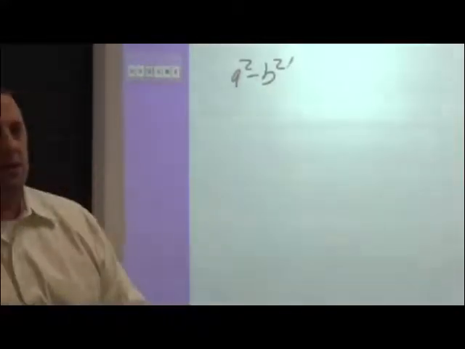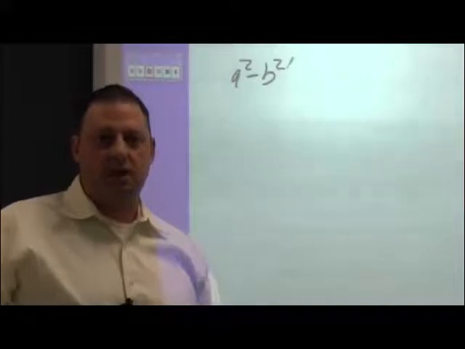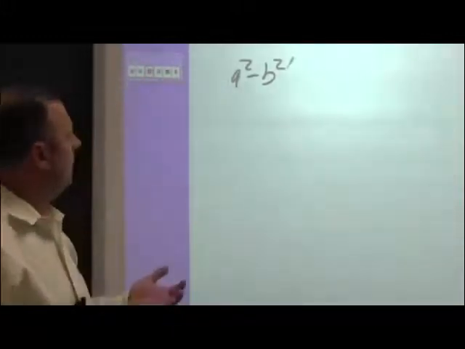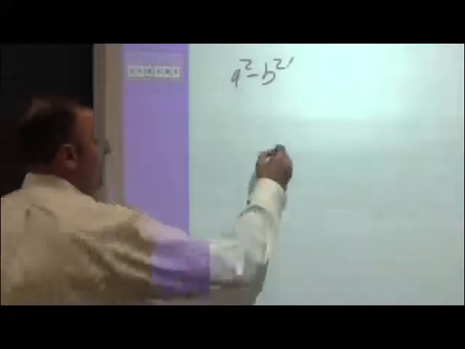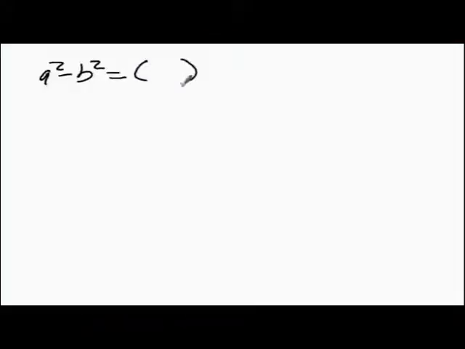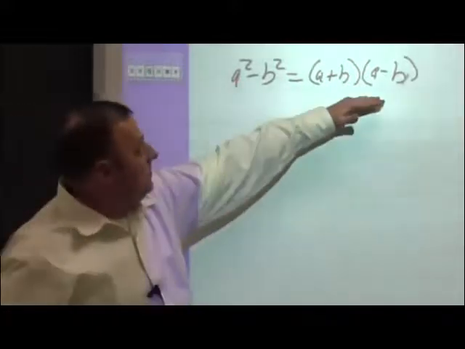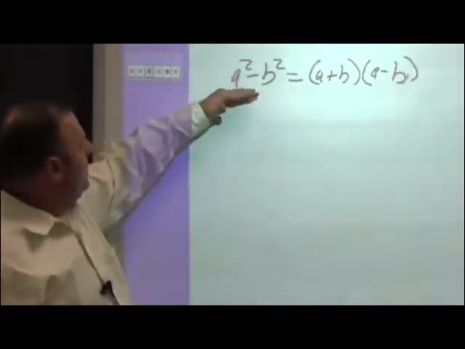How do you factor a difference of two squares? That's going to factor into something called conjugates. We talked about that in foiling. Conjugates would be the same binomials but opposite in sign. And if you foiled this out, you would get a squared minus b squared.